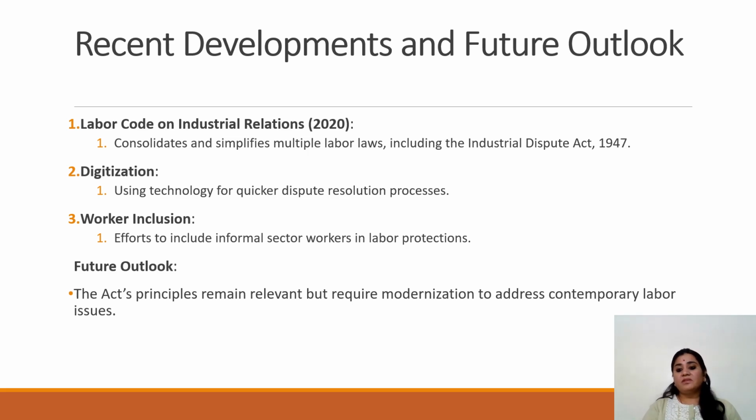There are some recent developments and future outlook. The first one is the Labor Code on Industrial Relations 2020, which consolidates laws like the Industrial Dispute Act for better clarity and enforcement. Digitalization: use of digital platforms for speedy resolution. And we have the inclusion of informal workers, which aims at extending labor law benefits to the informal sector. And for future outlook, we can say modernizing labor law to meet current economic and industrial challenges.